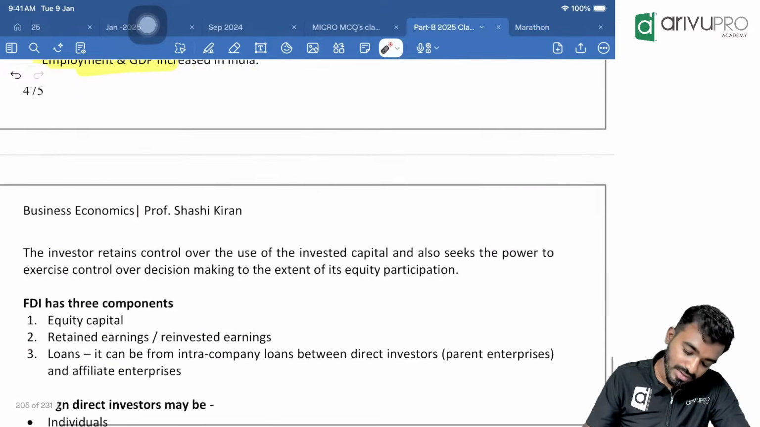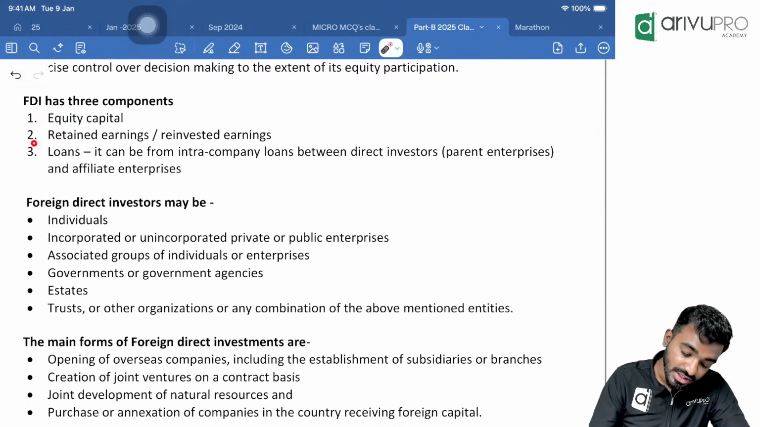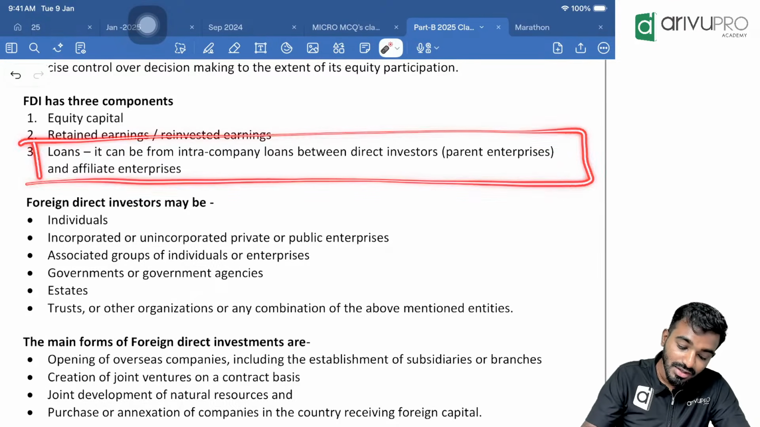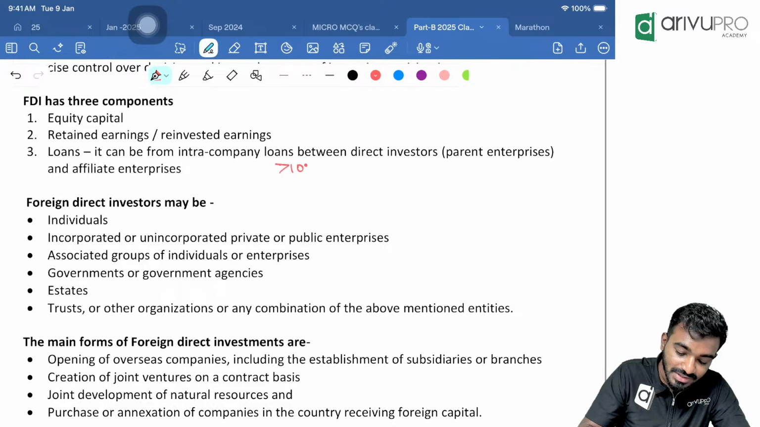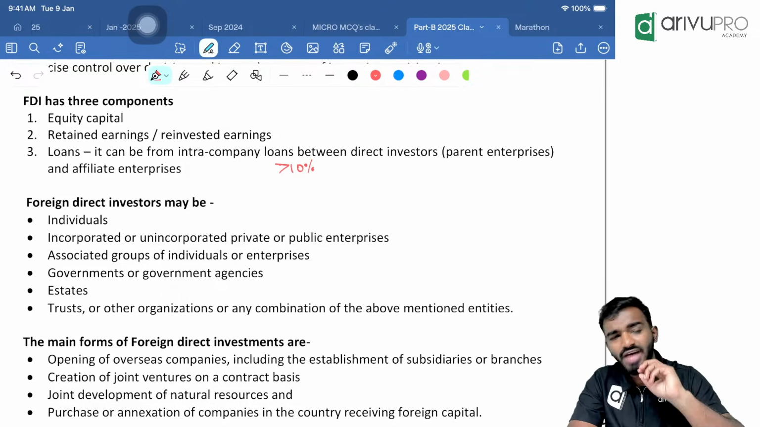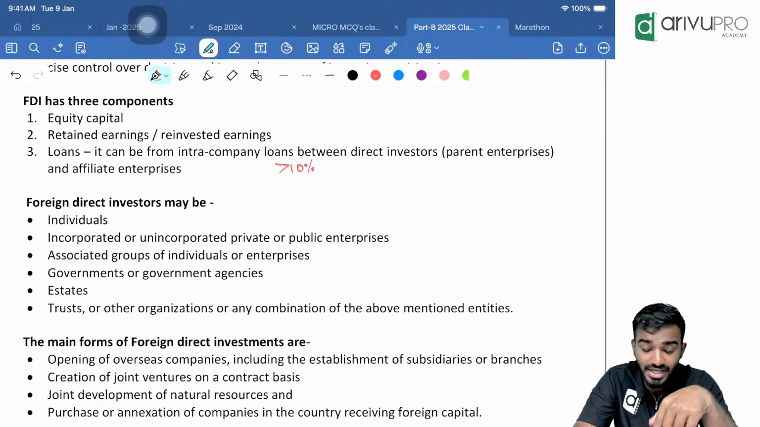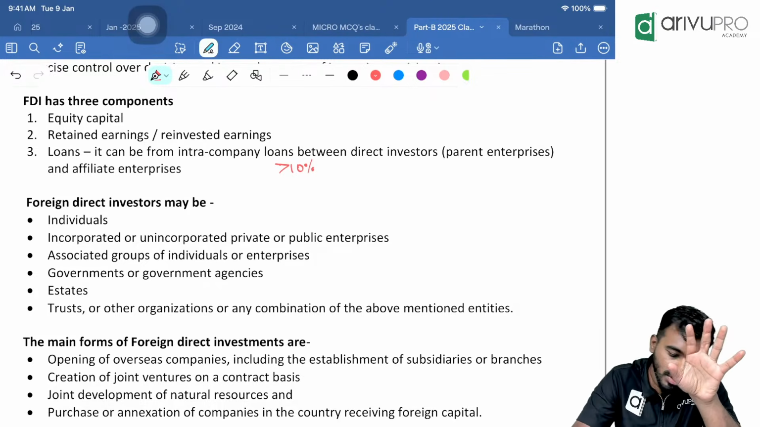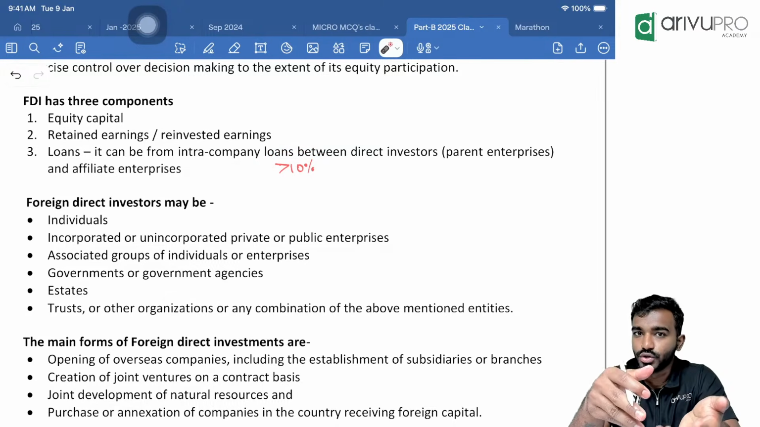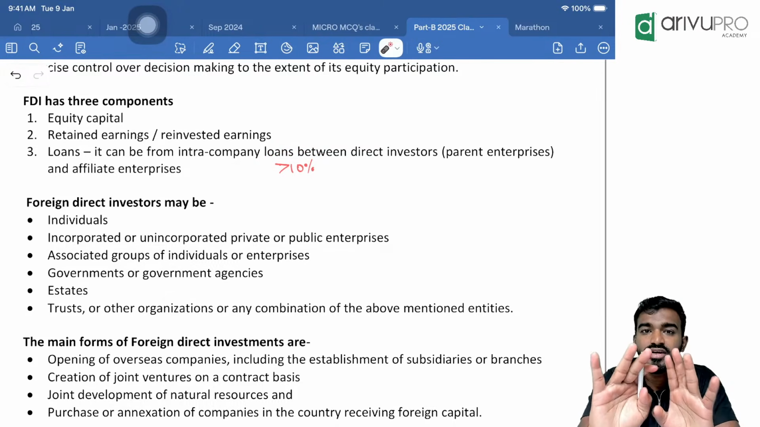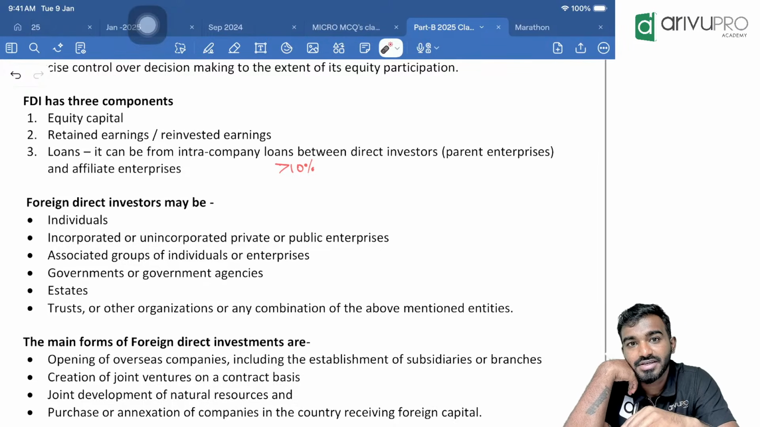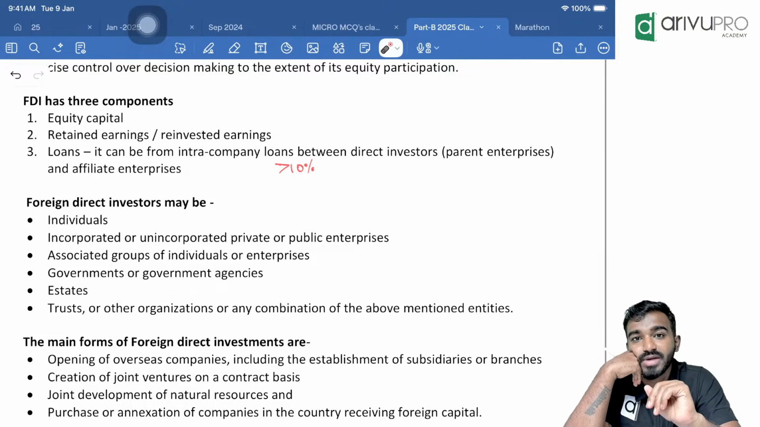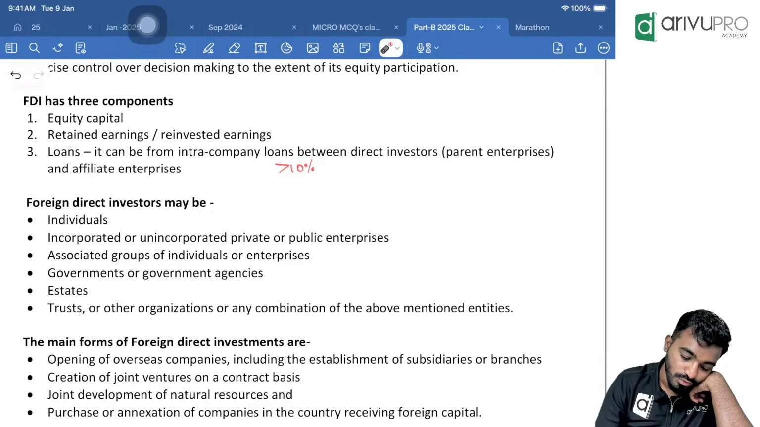So this is FDI: equity, retained earnings. See, in general, giving a loan is not an FDI. But if an individual has a stake of greater than 10%, let's assume that I, Shashikiran, have invested in some company. I have a stake of greater than 10%, and I give a loan to that company. Even that loan money becomes FDI if I have a stake of greater than 10%. Suppose I don't have a stake of greater than 10%. In general, if I give a loan, that is not FDI. Only when a person also has a stake of greater than 10% and grants a loan will such loan money become FDI. Clear?